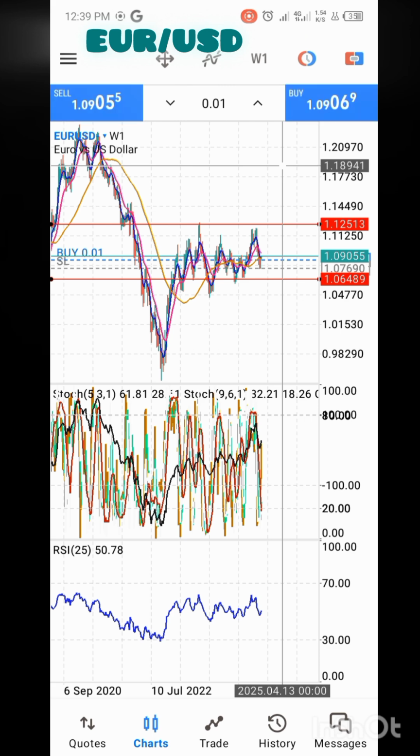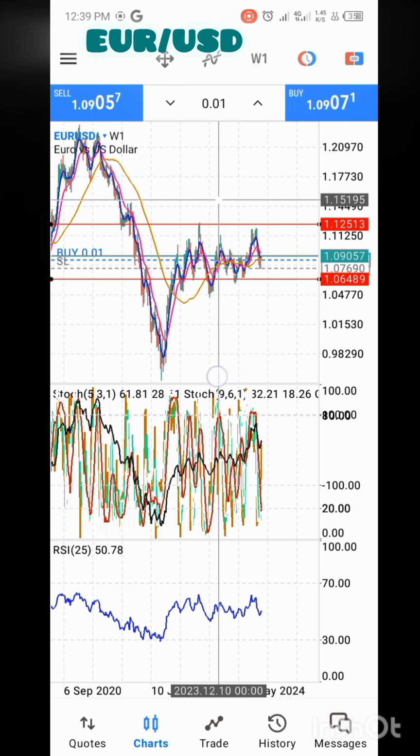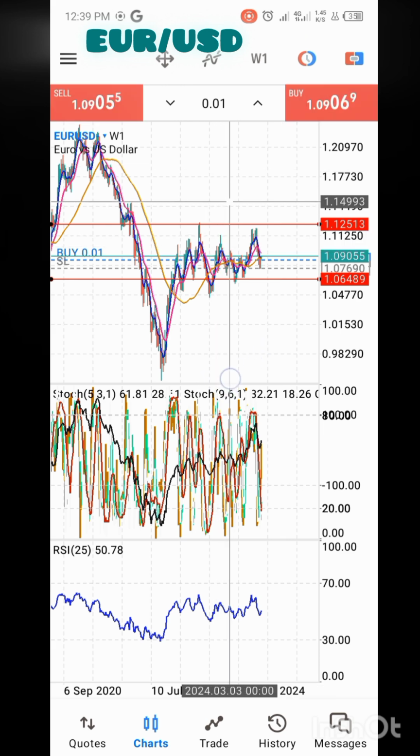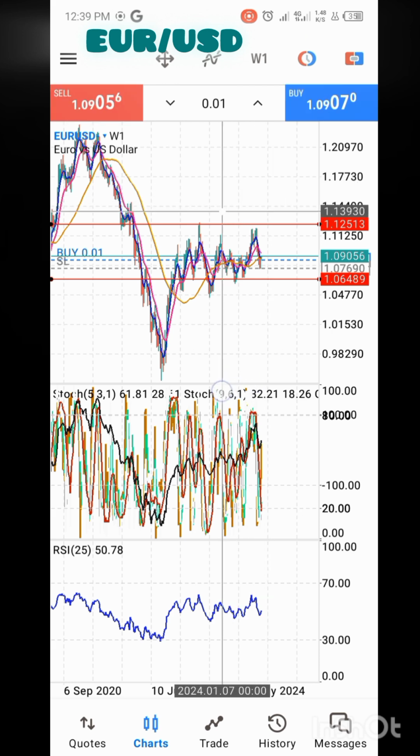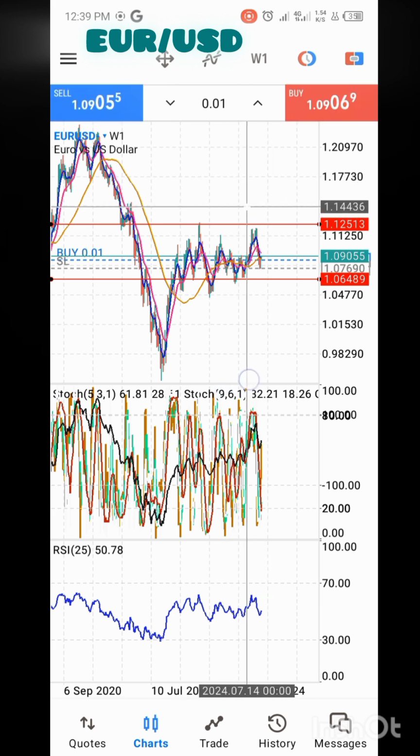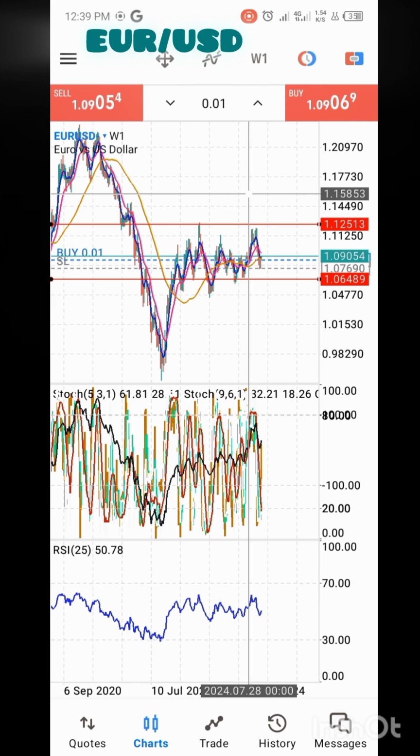And take note, these are technical analysis. So you can go further to do some fundamental analysis, or you DM me on WhatsApp and we'll go more on the fundamental analysis. I offer fundamental analysis also. But this is it this morning, guys.